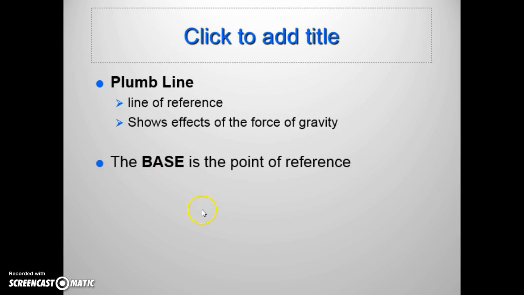The plumb line will be your line of reference, and it'll show the effects of the force of gravity. And the base should be the point of reference for the patient, but sometimes when you're trying to align your classmate with the plumb line, if you put the bottom of the plumb line just anterior to the lateral malleolus, the rest of the person's going to be totally out of alignment. So what you may have to do is realign the person so that the majority of the plumb line goes through the landmarks that you're looking at.